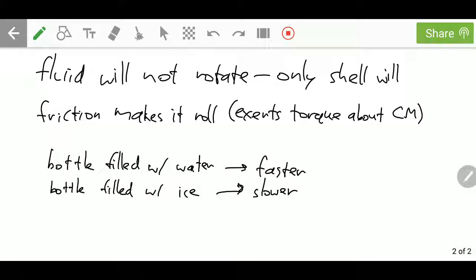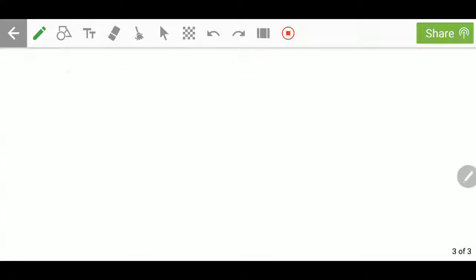The reason is that the water will not rotate, and so the water will not take up any of the potential energy as rotational kinetic energy, whereas the ice will rotate with the bottle. As the bottle loses potential energy by rolling down the ramp, it gains kinetic energy, but some of that kinetic energy will be used up by the rotating ice, and so it will ultimately accelerate down the ramp slower. So this is a real-life physical example. Now let's go to the problem.